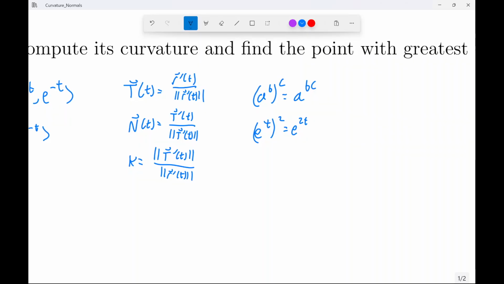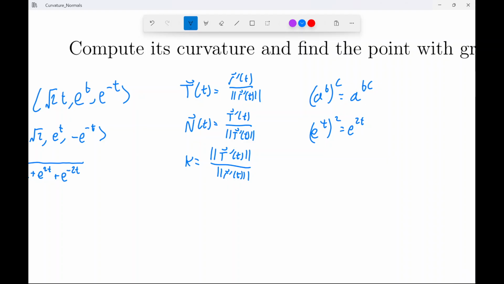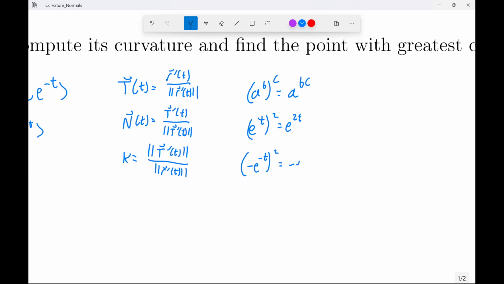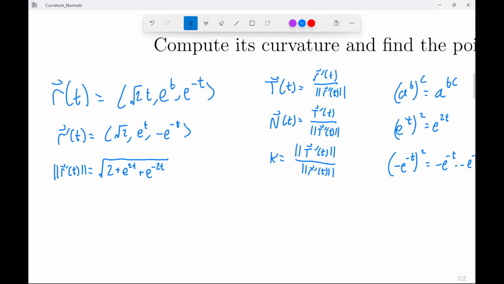If you want, another way to think of it is you can factor out this negative since it's being multiplied. You would get negative e to the negative t squared. So that would be negative e to the negative t times negative e to the negative t. And so these two negative signs cancel out, but these two don't because they're in an exponent. So that's why this negative sign goes away, but this one stays.